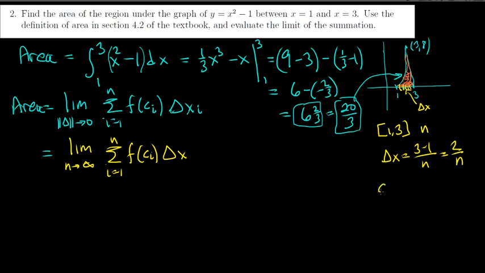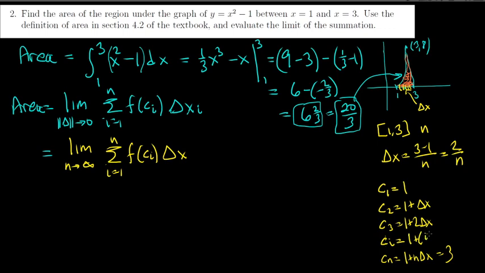So let's see. For the c, c1 will just be 1. c2 will be 1 plus delta x. c3 will be 1 plus 2 delta x, and so on, until we get to cn, which will be 1 plus n delta x, which of course will be 3, because that's what b is. And so in the middle here, our c_i will just be 1 plus (i plus 1) delta x.